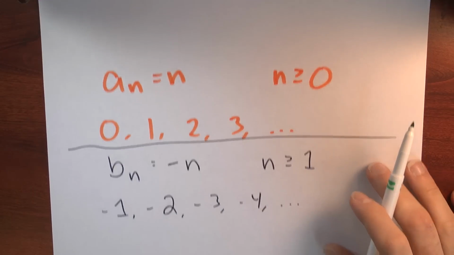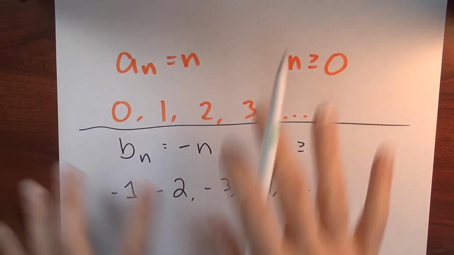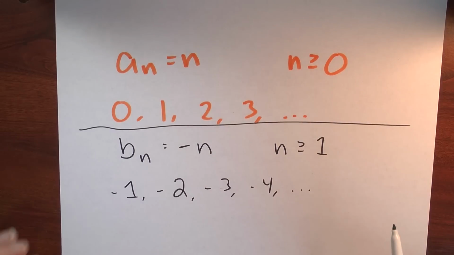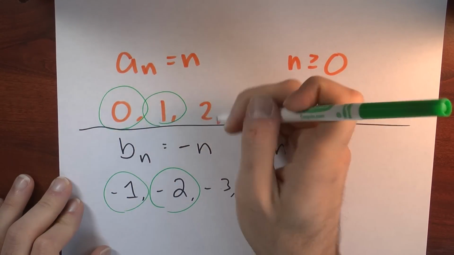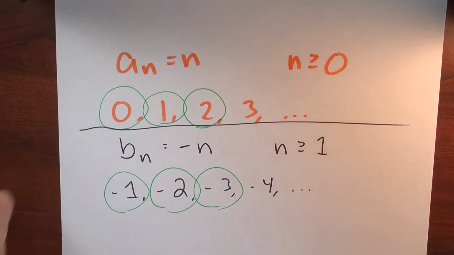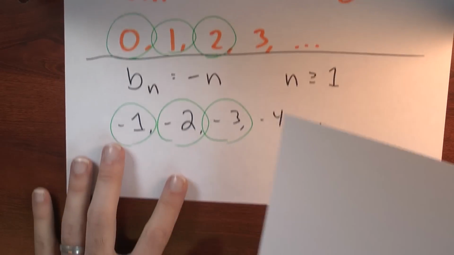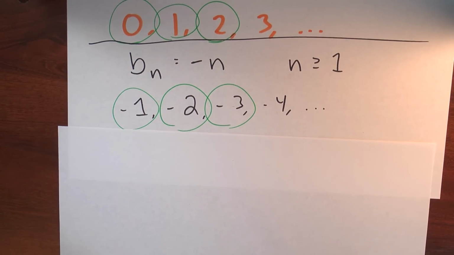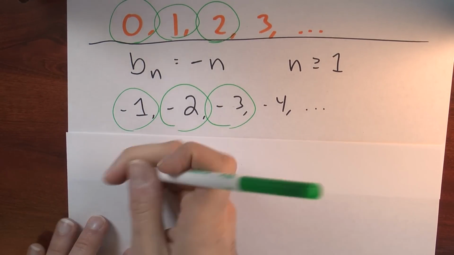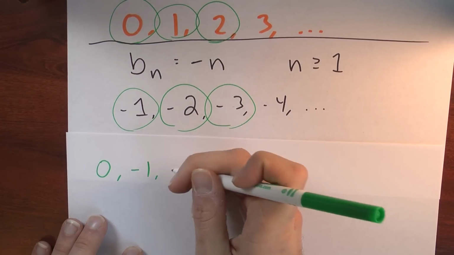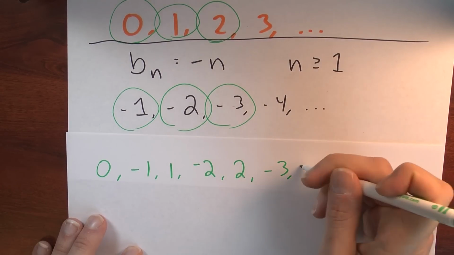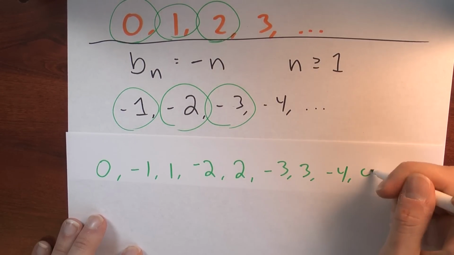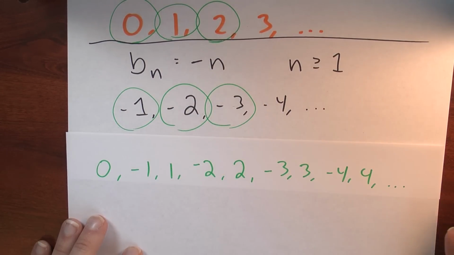So what do I mean? Well, let's take a look at these two sequences. I could put them together, right? I could weave them together. I could start with 0, then do minus 1, then minus 2, then minus 3. Right? I get a new sequence that would end up mentioning every single integer. It would start 0, minus 1, 1, minus 2, 2, minus 3, 3, minus 4, 4, and it would keep on going like that.